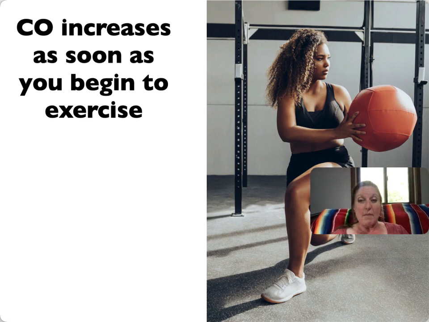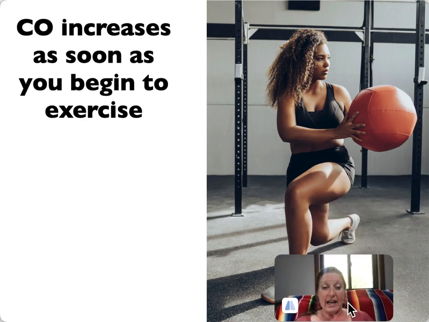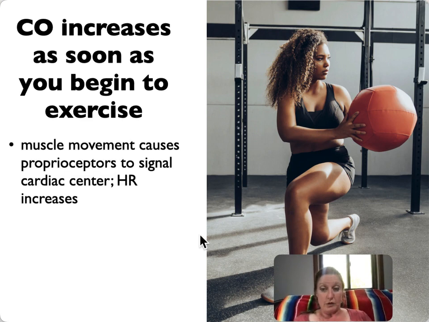Now, let's talk about what happens to cardiac output with exercise. We can think of exercise as having short-term effects on our cardiac output and also long-term effects. We're going to look at short-term first. As soon as you begin to exercise, the muscle movement causes the proprioceptors to signal the cardiac center in the medulla oblongata, and heart rate increases. In other words, as soon as you start moving, there's a signal to the brain that says, hey, she's starting to exercise. We might want to move this thing along so that we have enough blood and oxygen delivered.